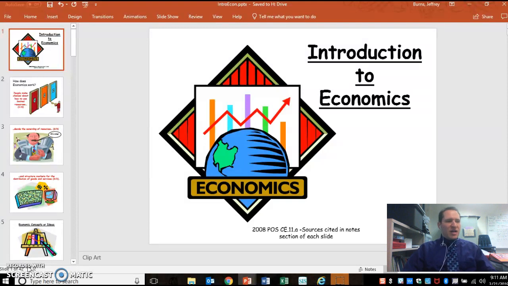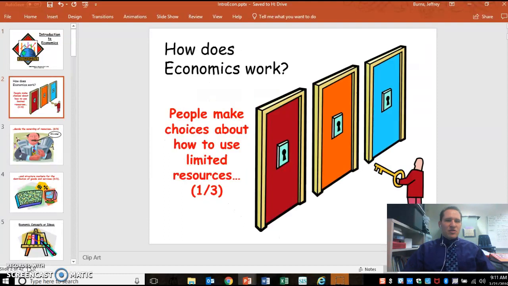So the first thing it says at the top there in your notes is, economics is the science of decision making. History is the result of people's choices. I kind of like that. When you think of economics, it's all about making decisions based on what you have and what you can use and can't use. So how does economics work?